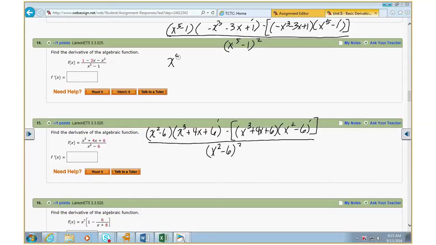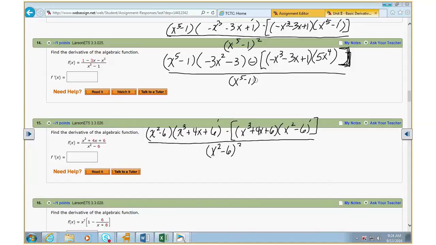X to the fifth minus 1. Negative 3x squared minus 3. That's not too bad. Why not put brackets around the second part? Negative sign? Because that guy right there will mess you up. So you better make sure you got something to say. Okay, I'm going to distribute that negative. That's what these brackets do. So, negative x cubed minus 3x plus 1. And the derivative of x to the fifth is 5x to the fourth, all over blah, blah, blah.